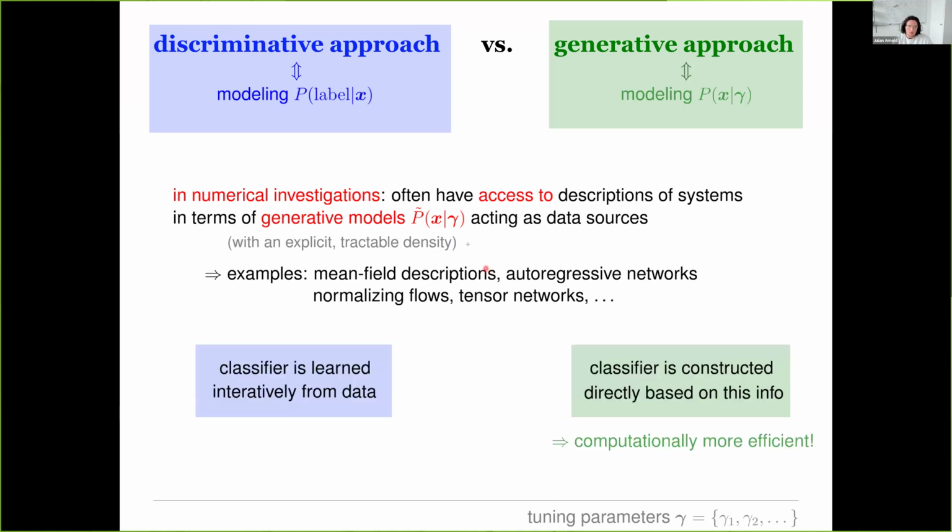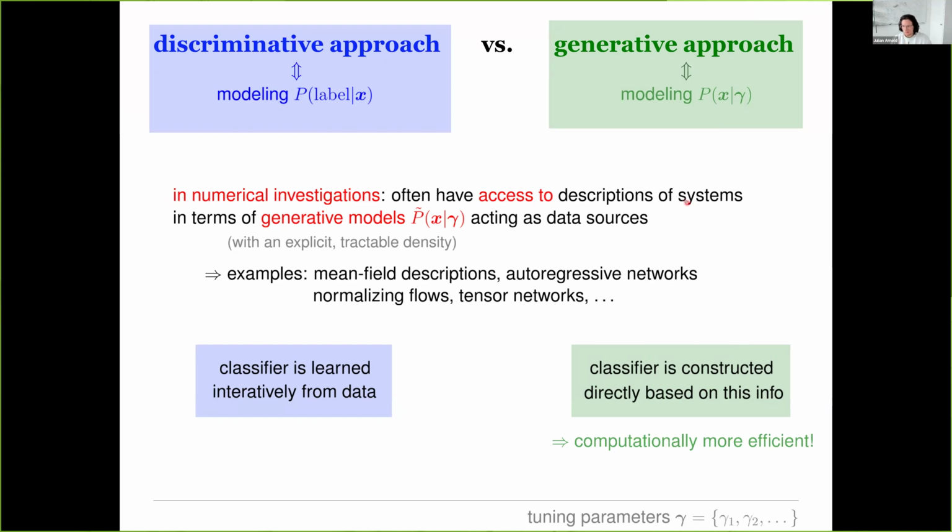And why is this useful? Well, let's say we have access to such a generative model underlying our data. If we use the discriminative approach, our classifier is learned iteratively from data. We just optimize, train our neural network based on our data, and we sort of disregard these generative models. We don't use them. Whereas the generative approach can directly use these generative models to construct a classifier, and it can bypass this iterative training process, which in general is going to make it computationally more efficient. So that is the key advantage behind this generative approach.